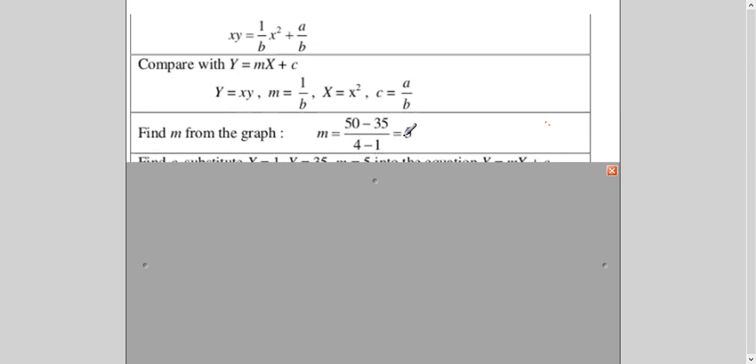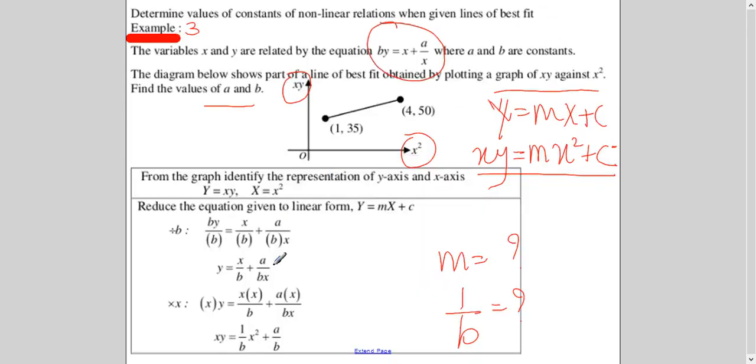Here they applied the gradient and got 5. So 1 over b is equal to 5, because my gradient was 1 over b. Now how will I find a over b, which is my c, the intercept? In place of xy and x square, I can plug in any point, because this is x square, this is xy.